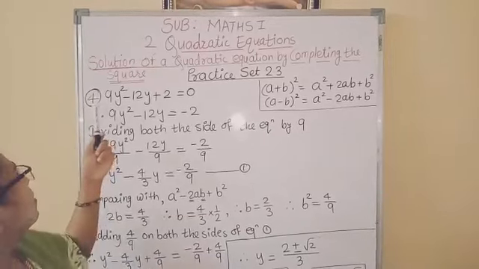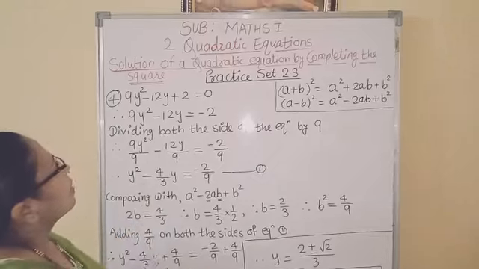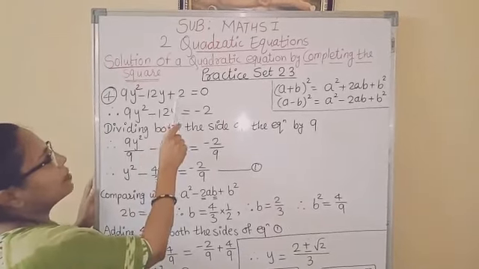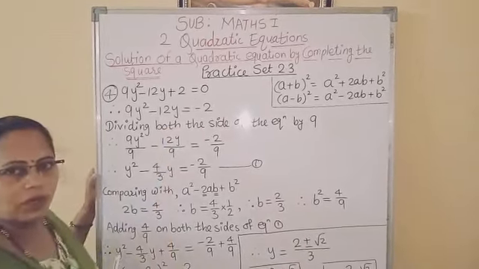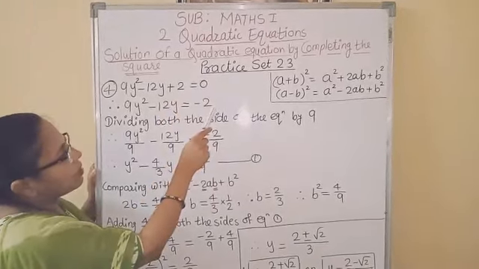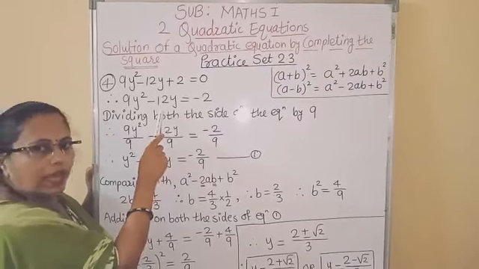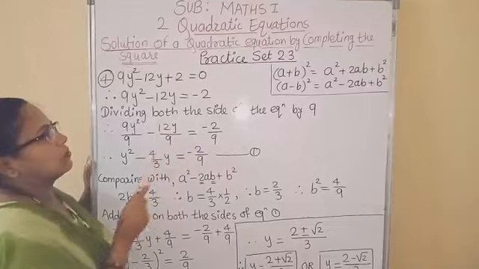Now we will solve example 4. 9y square minus 12y plus 2 equal to 0. So according to our first step, we have to take this plus 2 on right hand side. So 9y square minus 12y equal to minus 2.